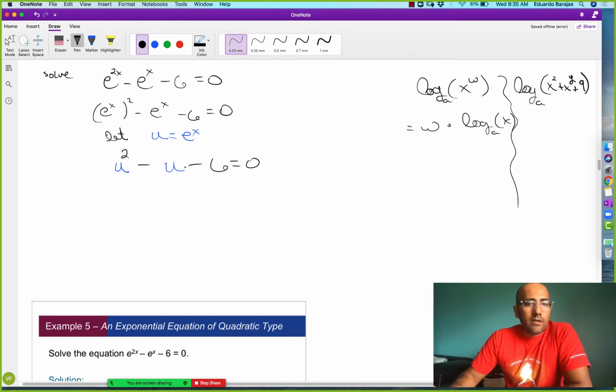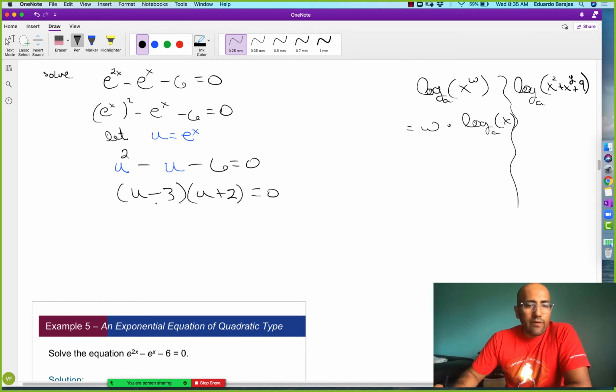Okay. So now it looks like a quadratic, right? And it should be a straightforward quadratic. It should fit this form. Two numbers that multiply to -6 but add to -3. I'm sorry, add to -1. So that should be -3 plus 2. u minus 3, u plus 2. They multiply to -6, but they add to -1.